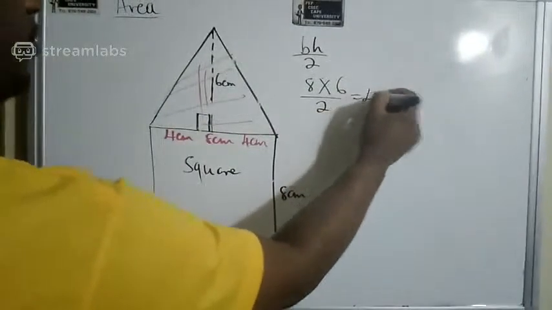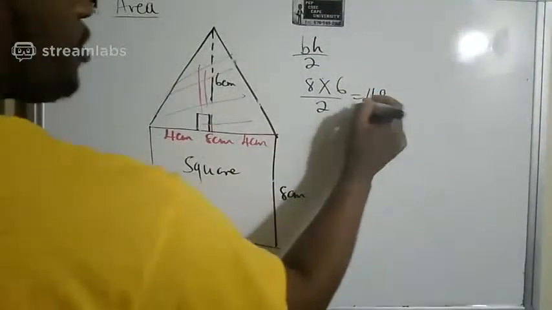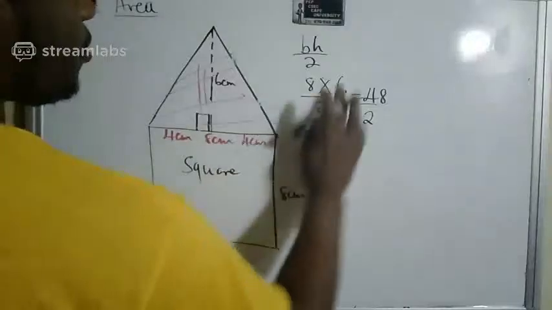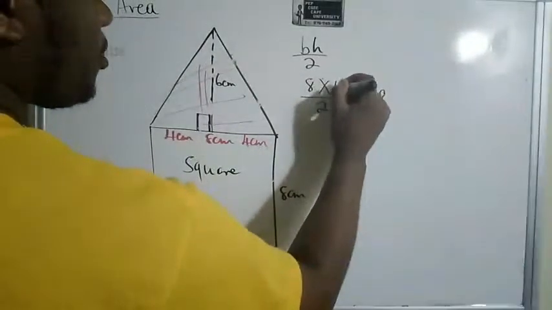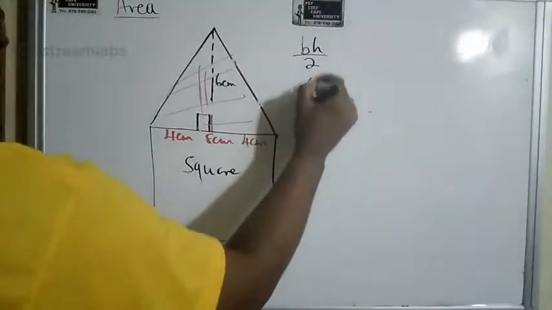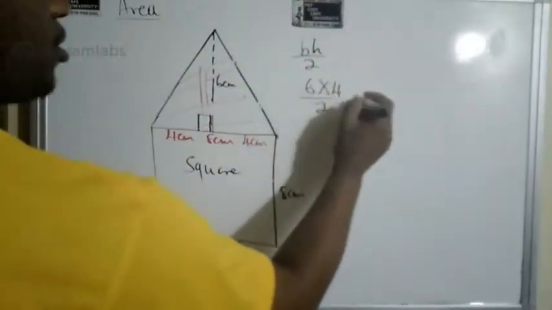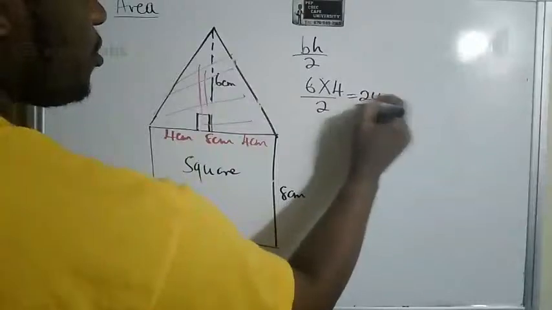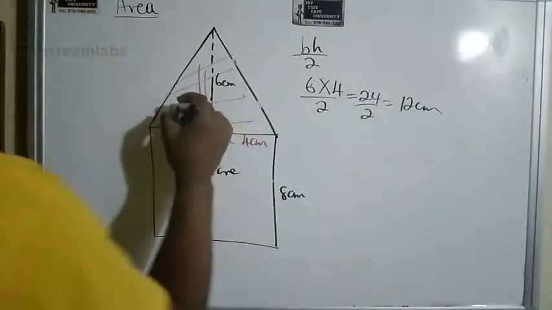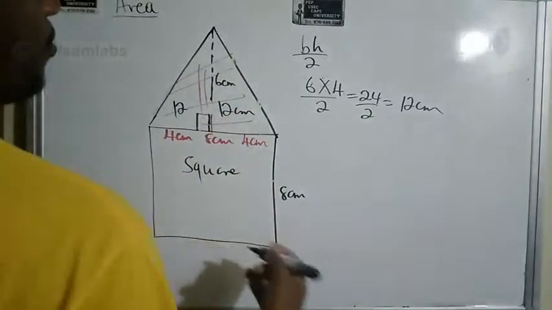8 times 6 is 48. And divide by 2. No, this will be 4. So if I work it out here, it's 6 by 4 rather. Base times height, 6 by 4. 6 times 4 is 24. Divided by 2, so we get 12. So if one is 12, the other would be 12, right? So it's 24.